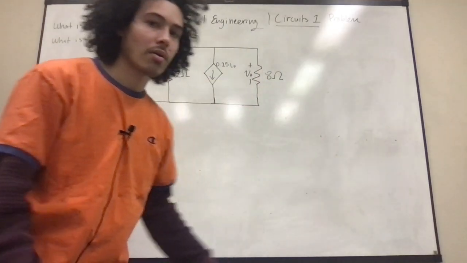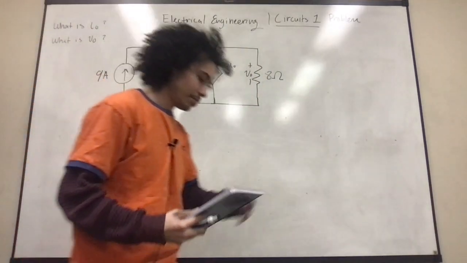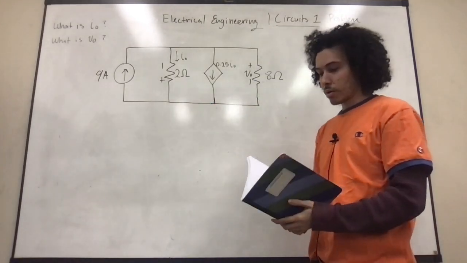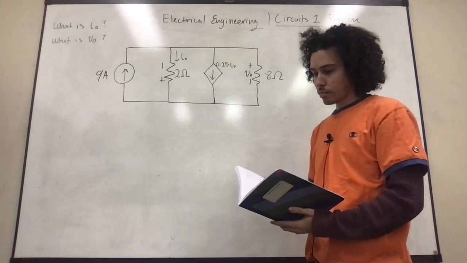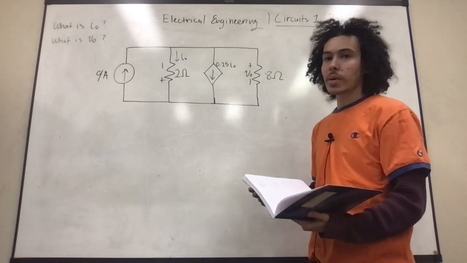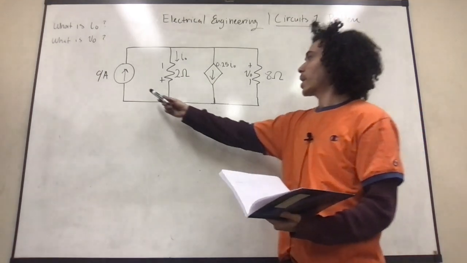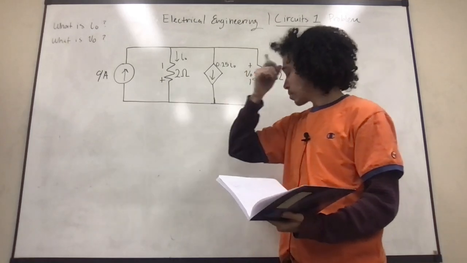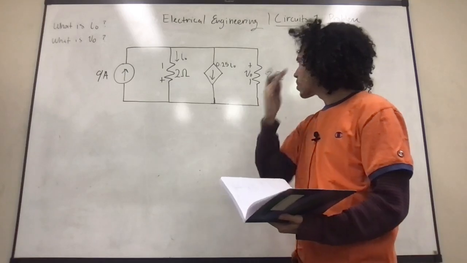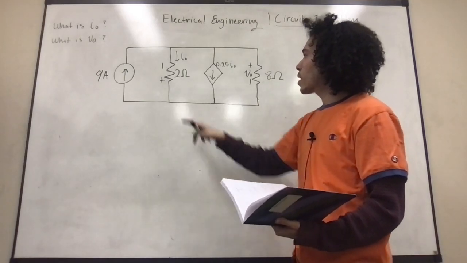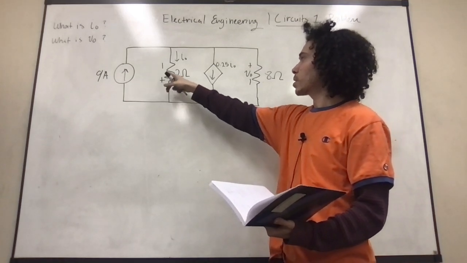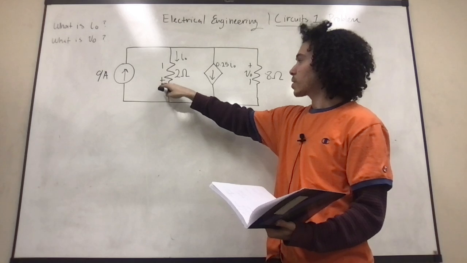Alrighty, so let's see how this circuit is wired up. We got a current source right here, with the direction of the current going up. We have a resistor of 2 ohms, and it's wired up in such a way that the negative is on the top and the positive is on the bottom.